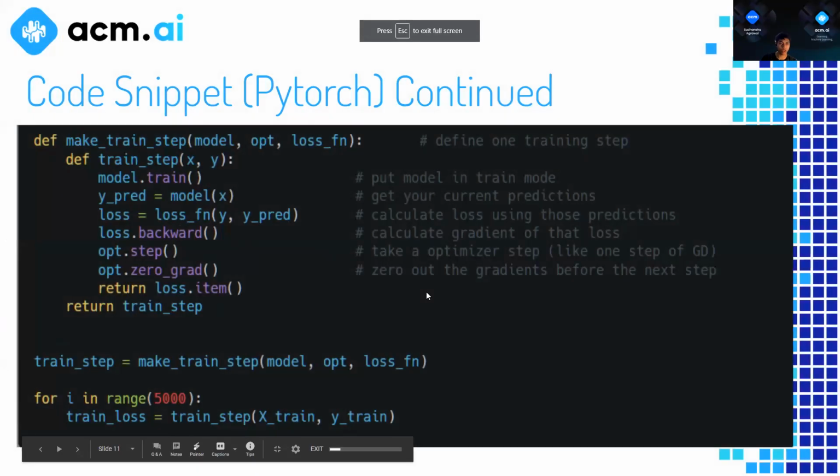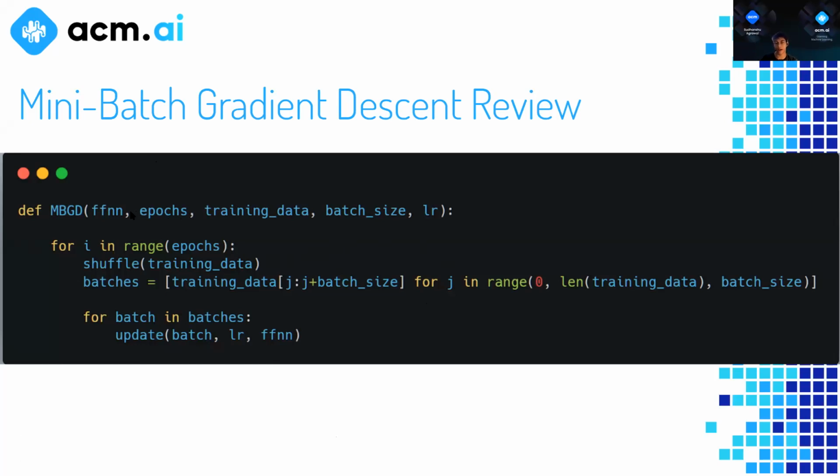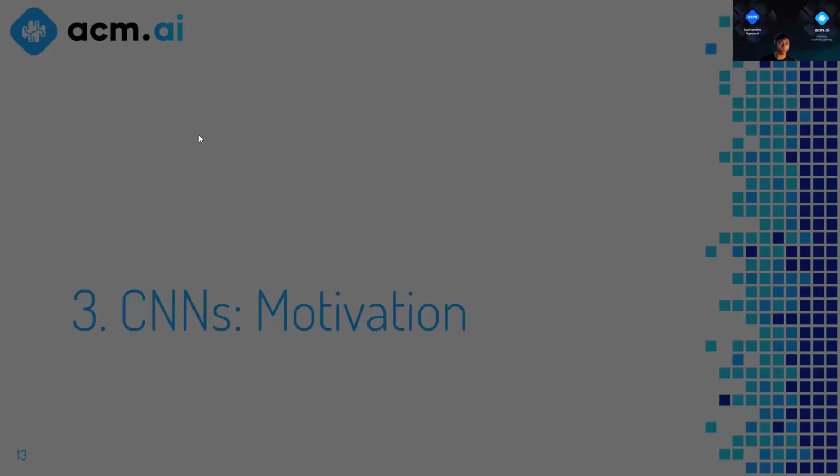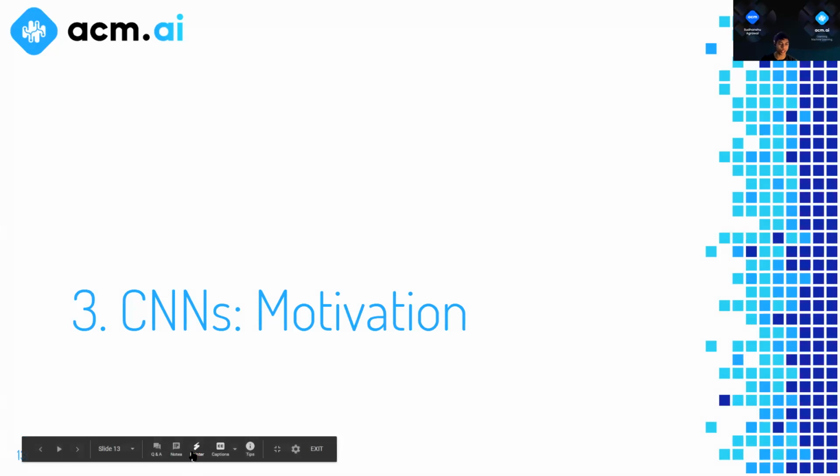Okay. Also, we have a code snippet for mini batch gradient descent, which is the algorithm we talked about at the end of last workshop, where we essentially split our training data into a bunch of batches. As you can see, the code is exceedingly simple. You just create a list of all your batches. Again, I'm not going to spend too much time on this because we want to really focus on CNNs, which is our main topic for today.